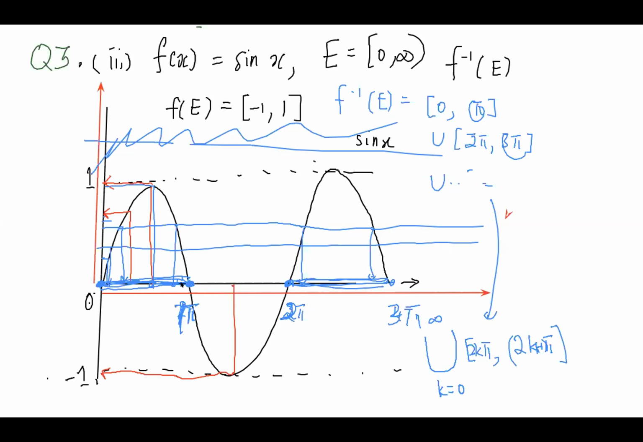By doing so, you can actually see that the inverse mapping of the set E will give you the interval from 0 to pi, then 2 pi to 3 pi, and so on. I hope this is clear enough. You can use this understanding to confirm the result for part 2, where you have a log function and an exponential function.